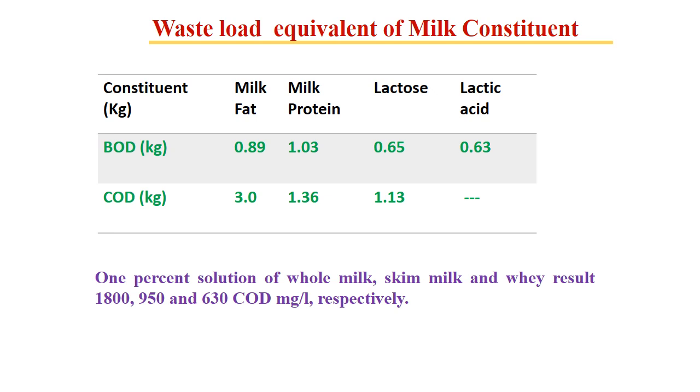That is, for each separate constituent, what is their capacity of pollution or effluent load. So in case of milk fat, if it is 1 kg, the BOD will be 0.89, and in milk protein, 1 kg will give 1.03. In lactose, 1 kg gives 0.65, lactic acid 1 kg gives 0.63. Whereas in case of COD, for milk fat it is 3 kg, for milk protein 1.36 kg, for lactose 1.13 kg. In other words, we can express it like this: 1% solution of whole milk, skim milk and whey result in 1800, 950 and 630 COD in mg per liter respectively. So if we make a 1% solution of all these ingredients, this is the value of COD.